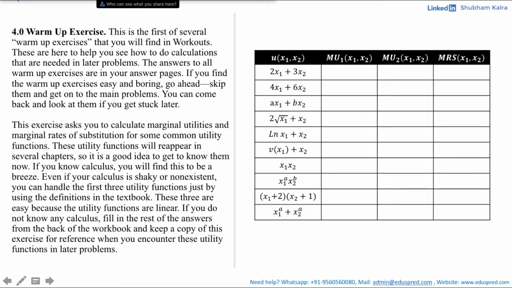Even if your calculus is shaky or non-existent, you can handle the first three utility functions just by using the definitions in the textbook. These three are easy because the utility functions are linear. If you do not know any calculus, fill in the rest of the answers from the back of the workbook and keep a copy of this exercise for reference when you encounter these utility functions in later problems. So in this video, we will be solving these three utility functions, which are your linear utility functions.